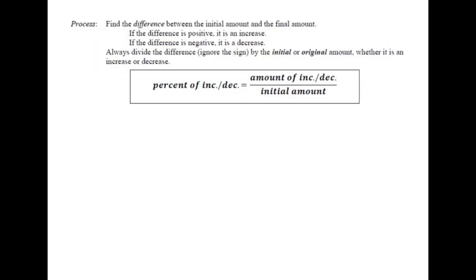Okay, so the percent of increase or decrease is the amount of the increase or decrease over the initial amount. The amount of the increase or decrease is what you get when you subtract the two numbers. You want to see how much it changed. So this represents the change in the amount. Up or down, it doesn't matter. It's going to be always positive.